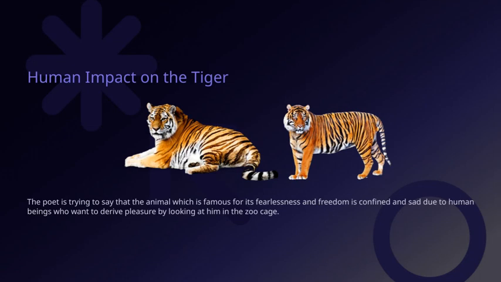So, what the poet is really trying to tell us here is that the tiger, an animal known all over the world for its fearlessness and spirit of freedom, is unfortunately confined and quite sad. And this sadness isn't because of any natural reason, but because of human beings. We often take pleasure in observing these majestic creatures, but in doing so, we keep them locked up in cages, like in zoos. This scene highlights a stark contrast: the tiger's natural wildness versus its current captive state.